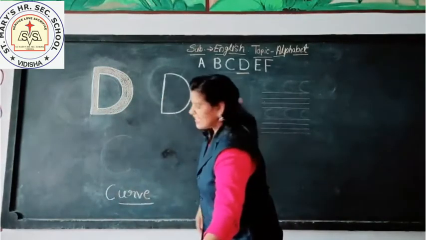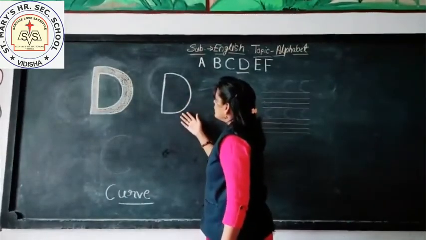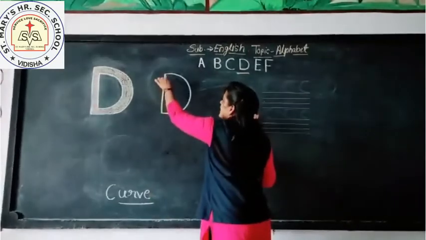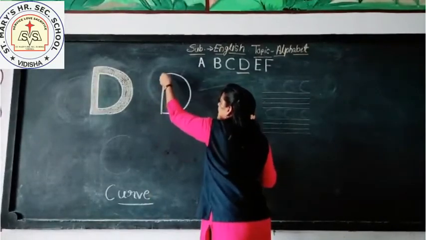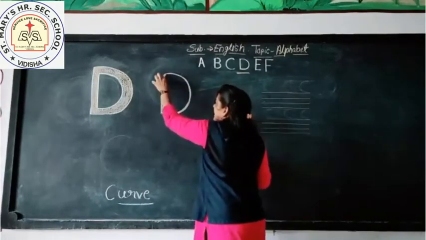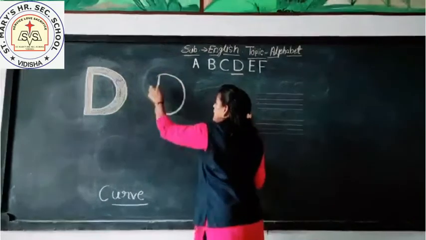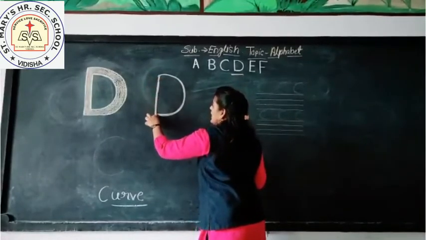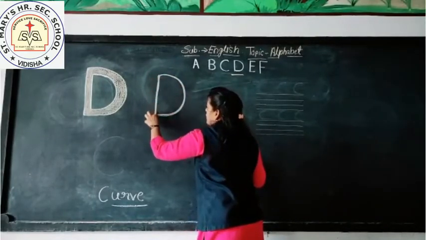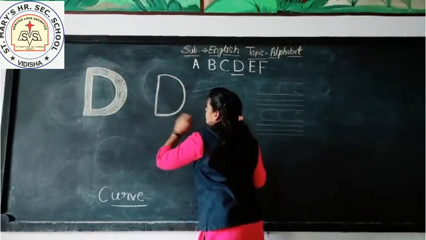Okay. Now here, again you see letter D. In this letter, what you will do here? You will drag your finger on that letter. Okay? Standing and then left curve. Again, standing and then right curve. Okay, again and again you drag your finger on this letter, then you will feel how your finger is moving.